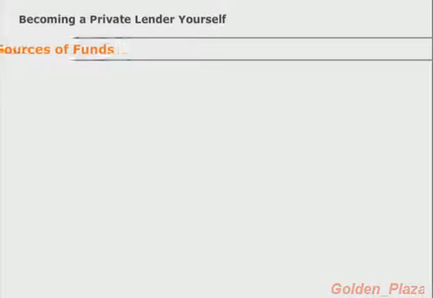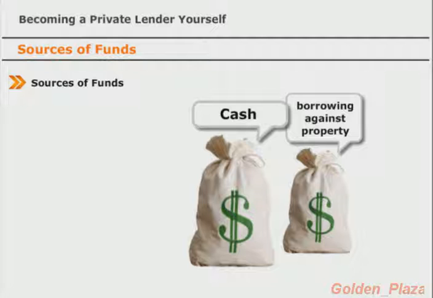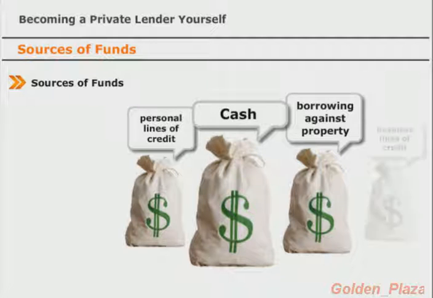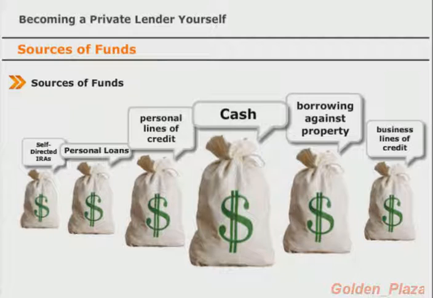There are many ways you can secure the funds to become the bank for other investors. Private sources for the funds can include cash, borrowing against property, personal lines of credit, business lines of credit, personal loans, and self-directed IRAs. A few private lenders even use a pool of smaller investors who lend them the money that they in turn can lend out. Most of the ways do not require a lot of money.